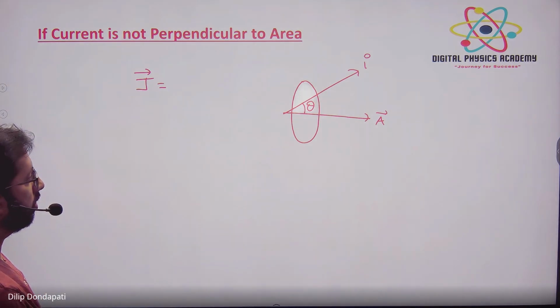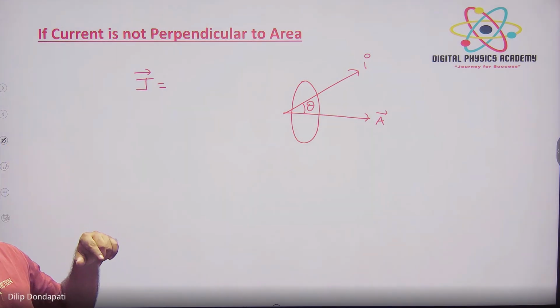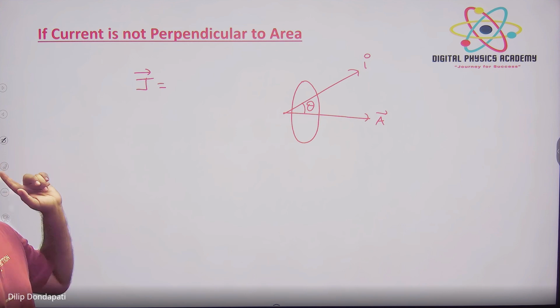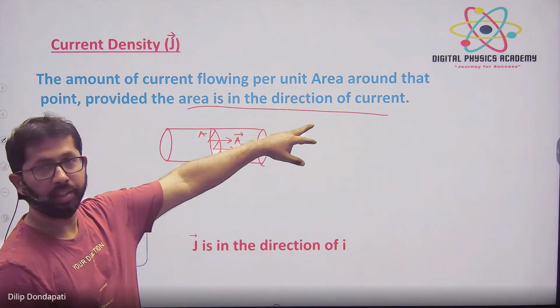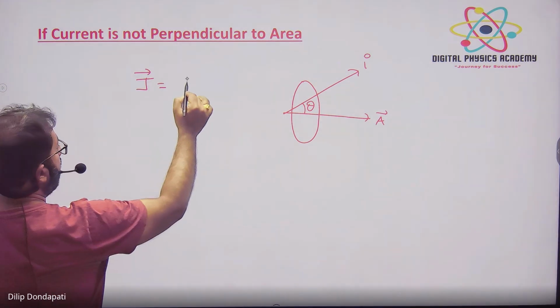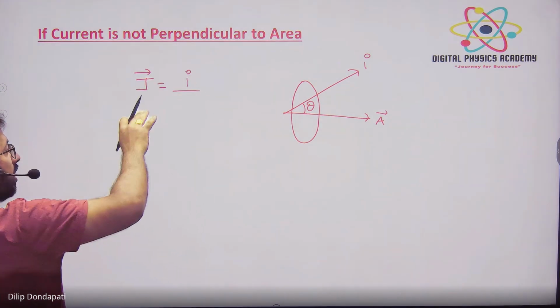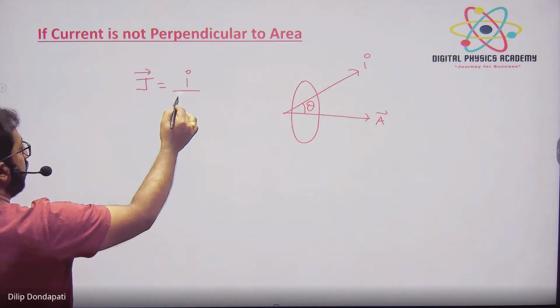No, the current should be in the direction of the area, or rather the area should be in the direction of the current. In the definition, it says the area should be in the direction of current, right? So it is current per unit area in the direction of current. So what will be the component of A? A cos theta.